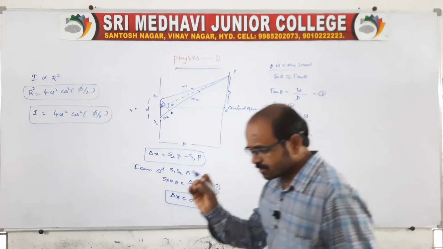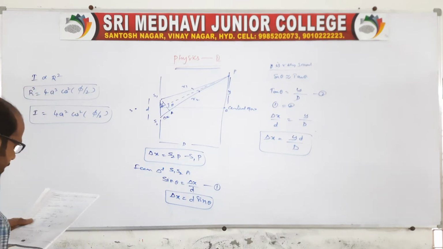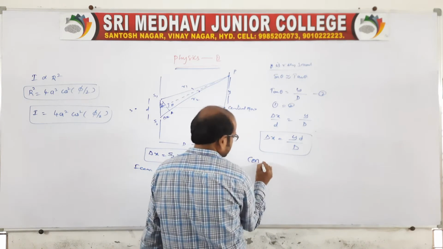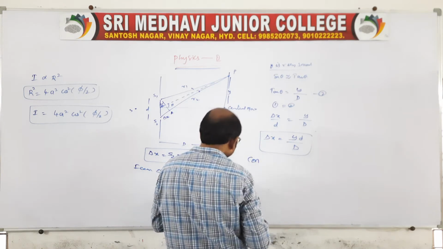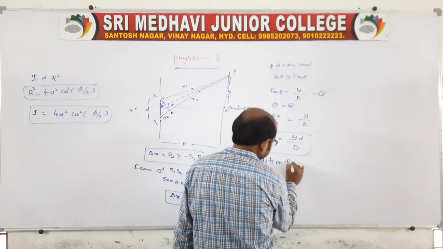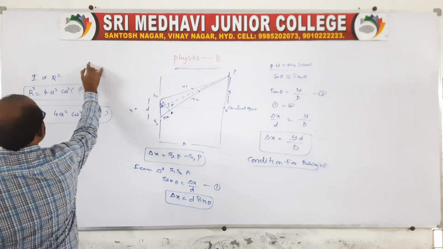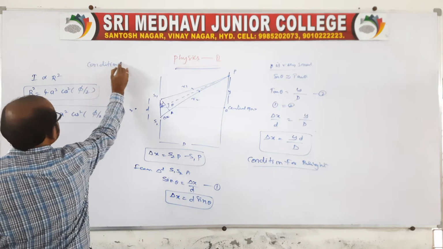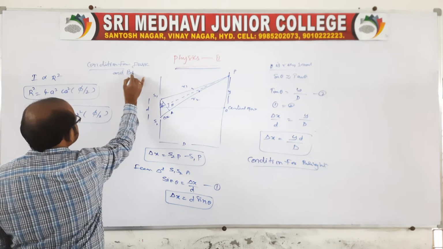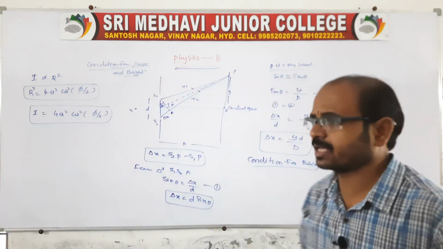So now we have to derive the condition for dark and the condition for bright. First, take a bright band. Here we write the condition for bright, and also the condition for dark and bright. We are deriving the condition for bright and dark.